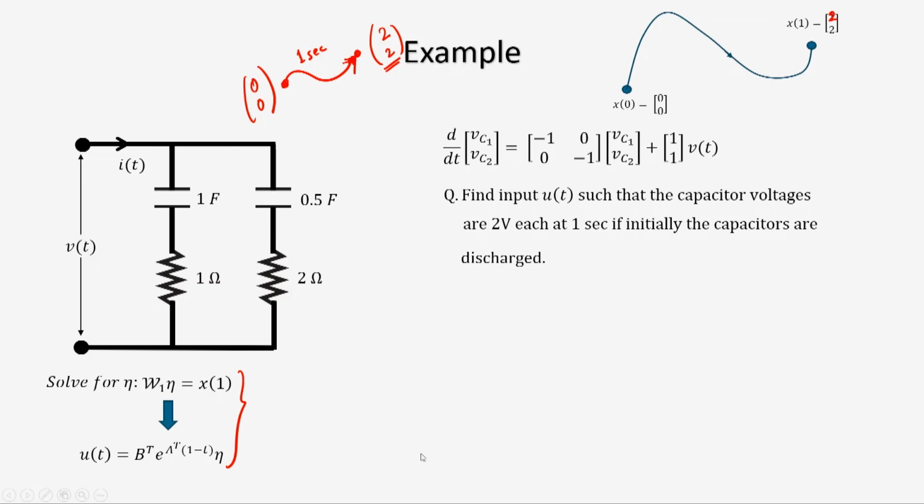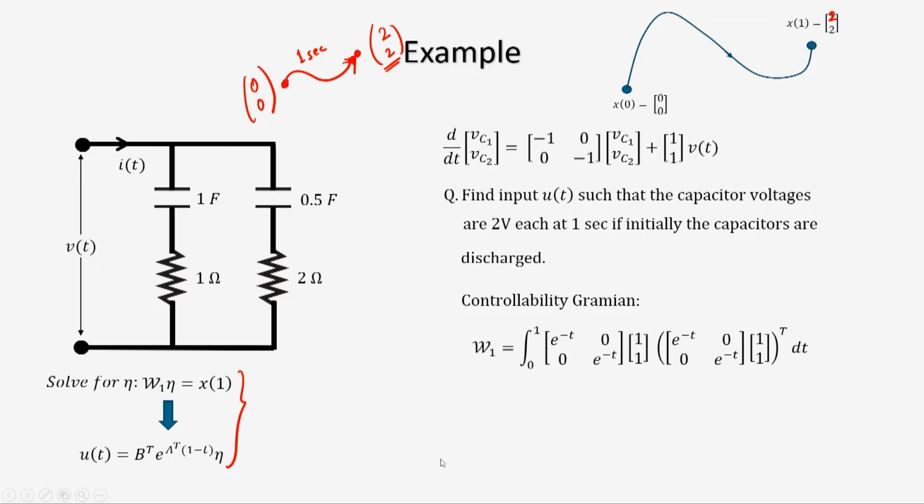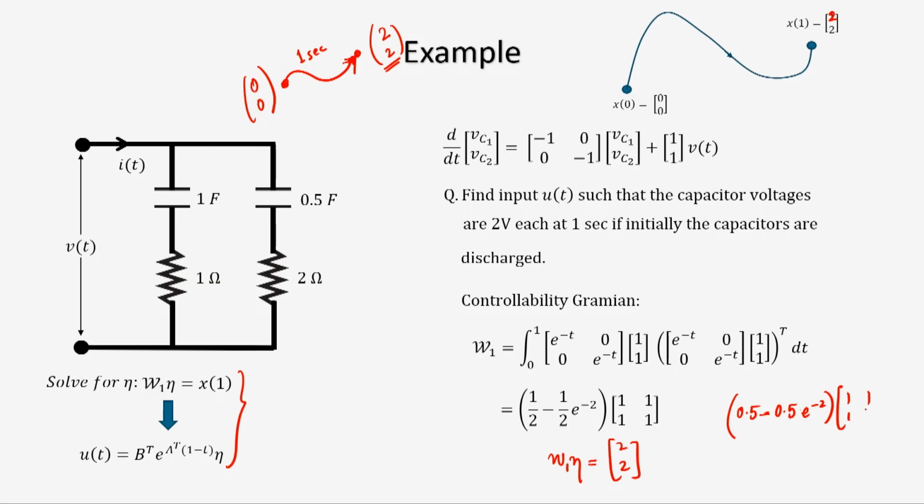So, we will try to find the controllability Gramian. If you go ahead and find it, this is the controllability Gramian that you will get. Go ahead and solve it; you know how to solve it by now. You have to solve W1 eta equal to (2, 2). This you can easily solve, because if I take this as W1, it becomes 0.5 minus 0.5 e to the power of minus 2, times [1 1; 1 1], times eta equal to (2, 2).